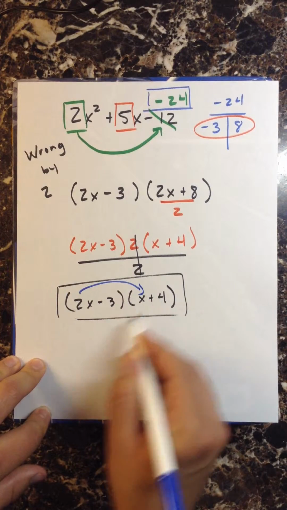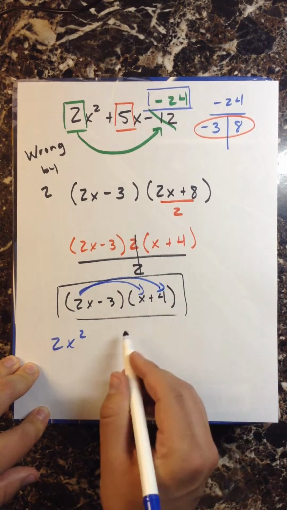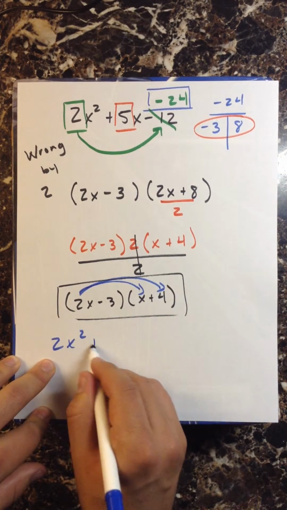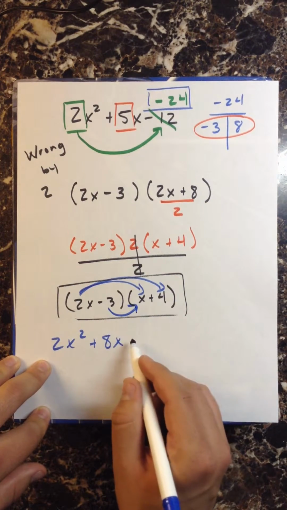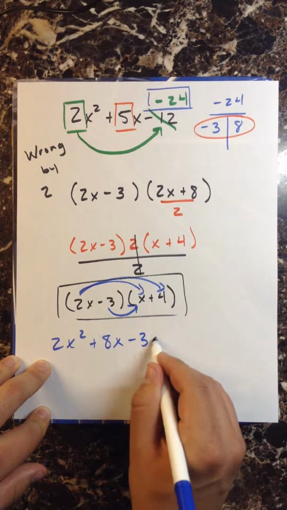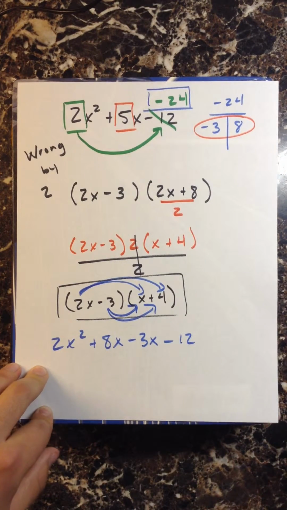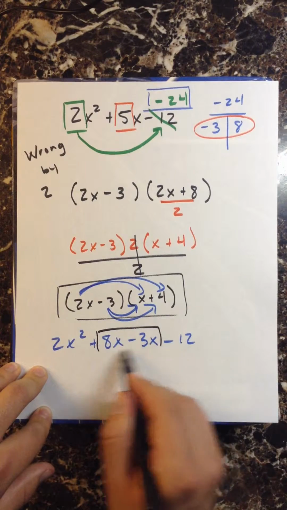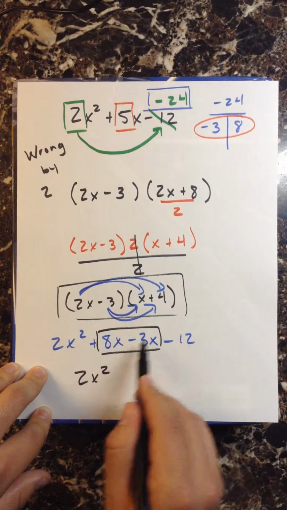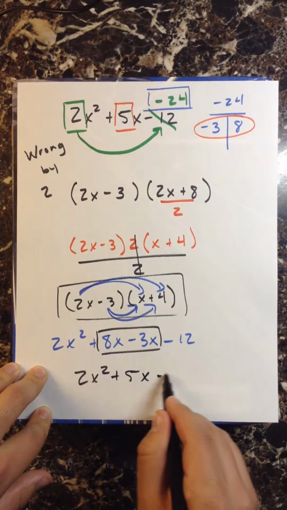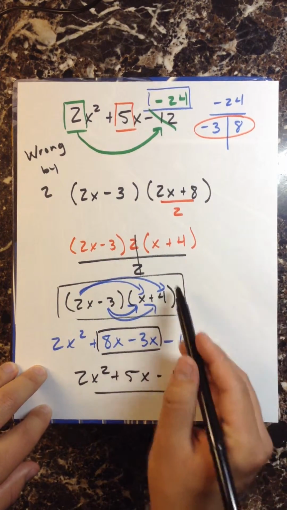So 2x times x will give us a 2x squared. 2x times 4 will give us a positive 8x. Negative 3 times x will give us a negative 3x, and negative 3 times 4 will give us a negative 12. So now if we just do a little combining like terms, we'll get that we have 2x squared, this guy, 8x minus 3x, that gives us a positive 5x minus 12. And that is exactly what we started with. So our factoring was correct, and this would be your answer right here.